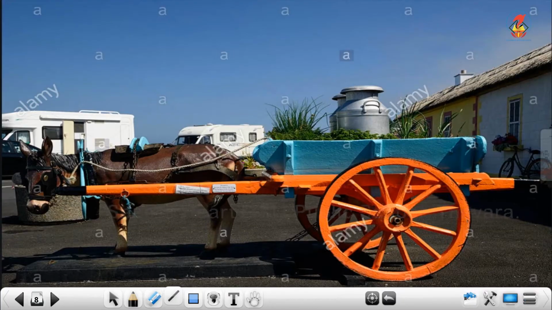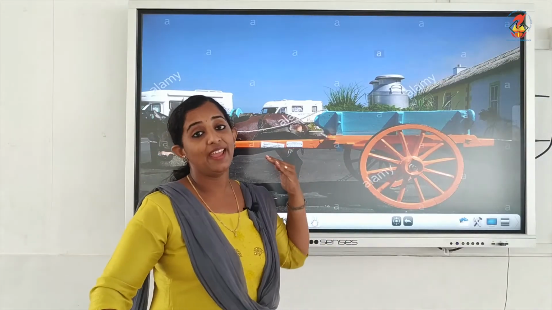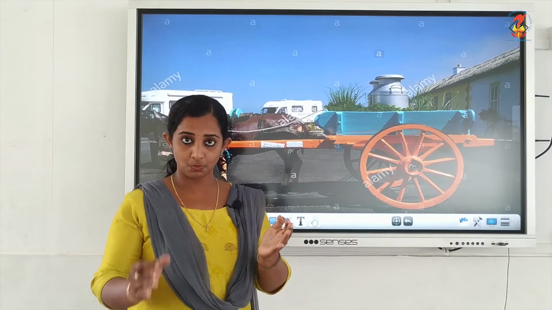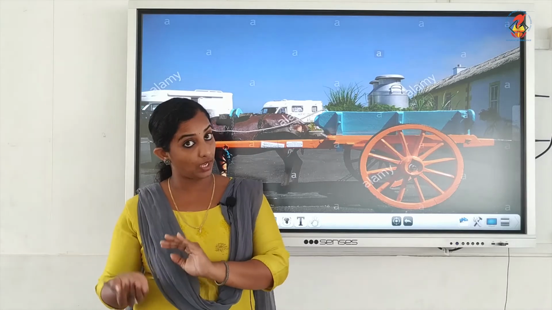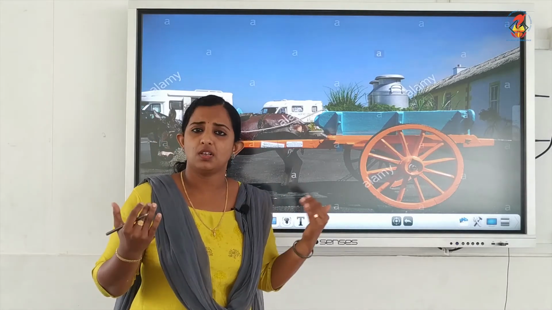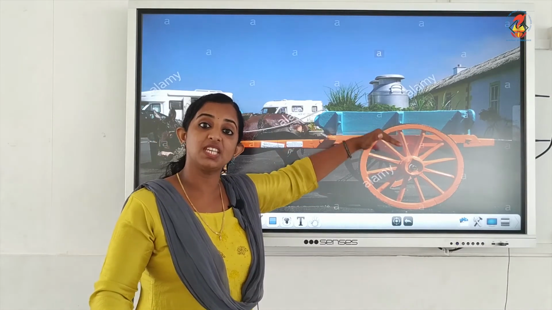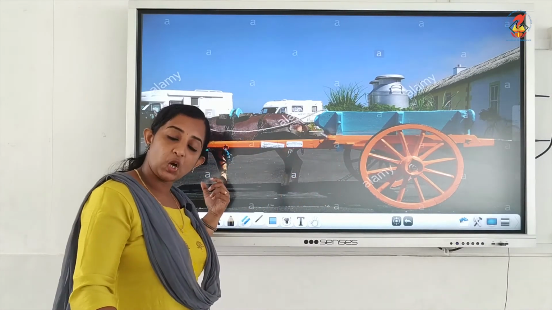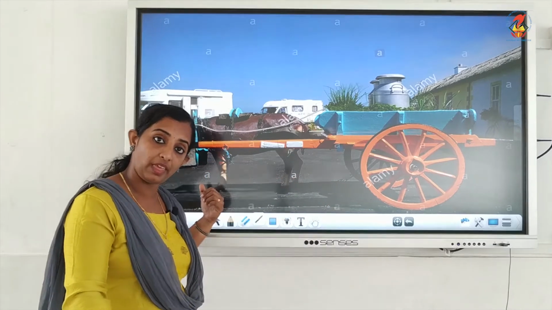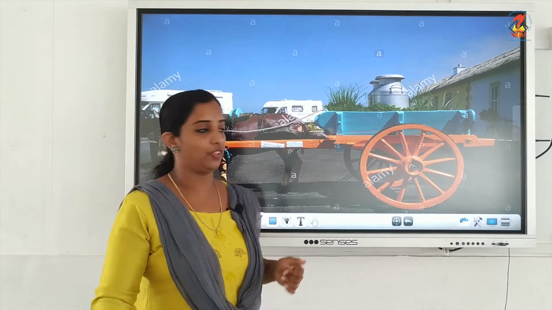See, this is a cart, and sometimes we use donkey carts to transport heavy objects, to move heavy objects from one place to another, or people use these carts so that these donkeys transport them from one place to another place. Understood?